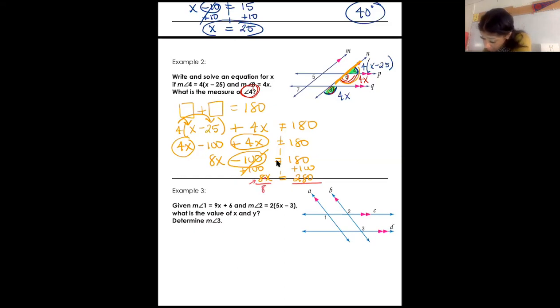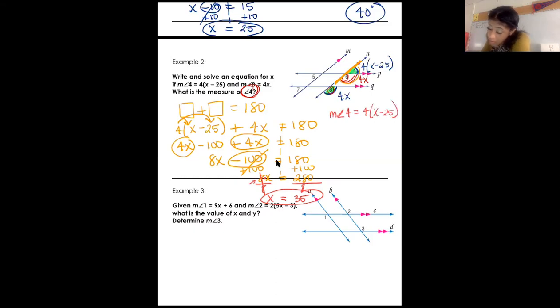So we're dividing both sides by 8. Bring down the x equals 280 divided by 8 is 35. So the value of x is 35. But the question didn't really ask for x, so that's not really an answer. It asked for the measure of angle 4, okay? And we know the measure of angle 4 is equivalent to 4 parentheses x minus 25, close parentheses.